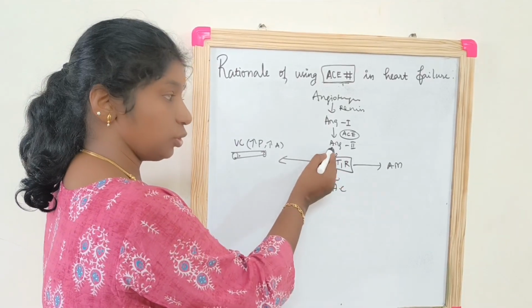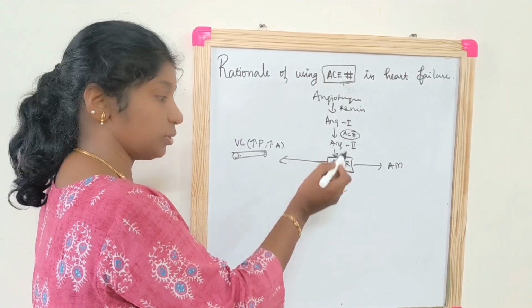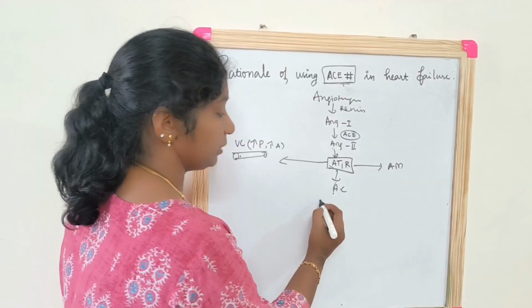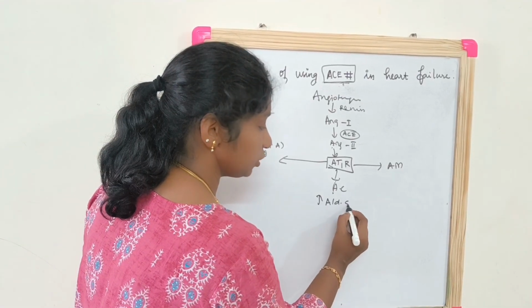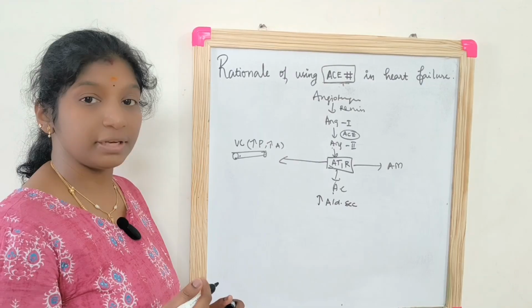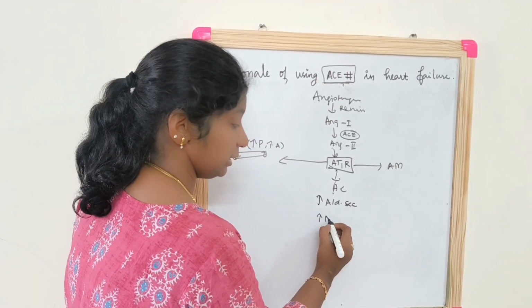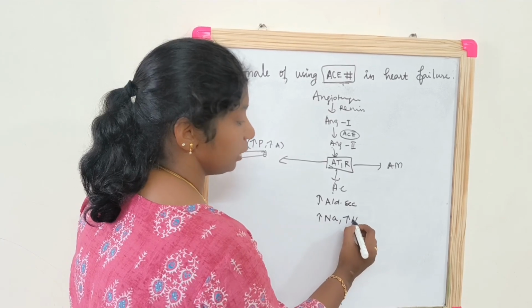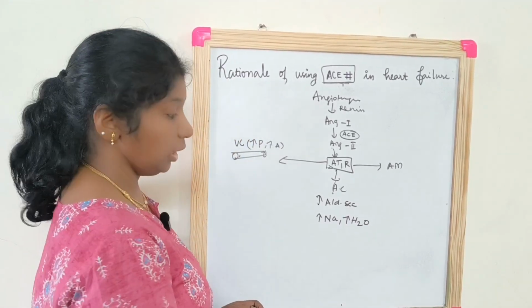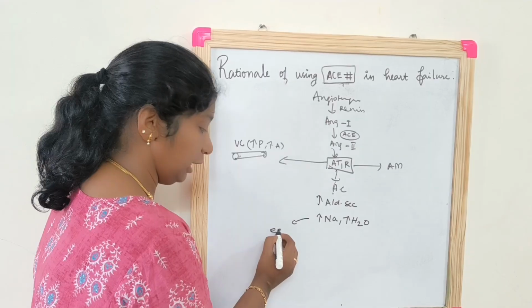Whenever angiotensin 2 acts on angiotensin receptors in the adrenal cortex, what happens? There is an increase in aldosterone secretion. And if there is increased aldosterone secretion, what happens in the collecting duct? Sodium and water reabsorption is increased. So as a result, it leads to edema.